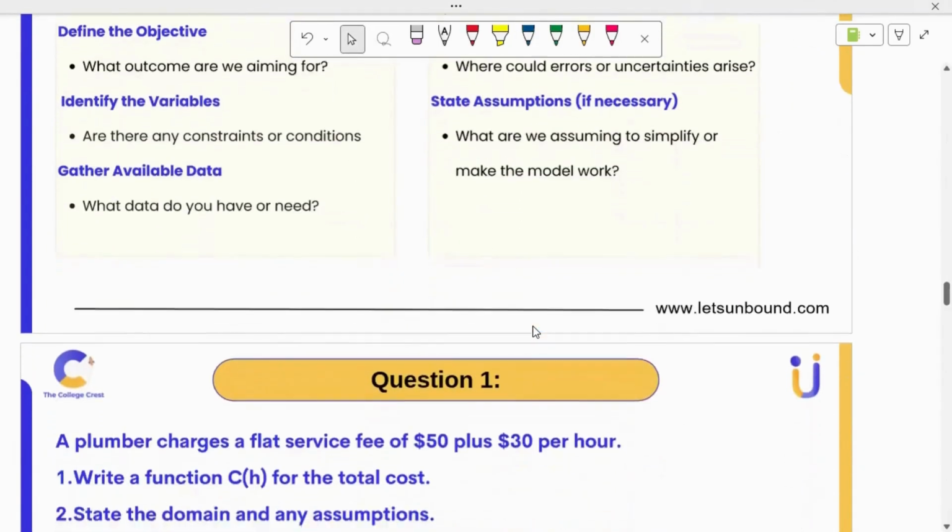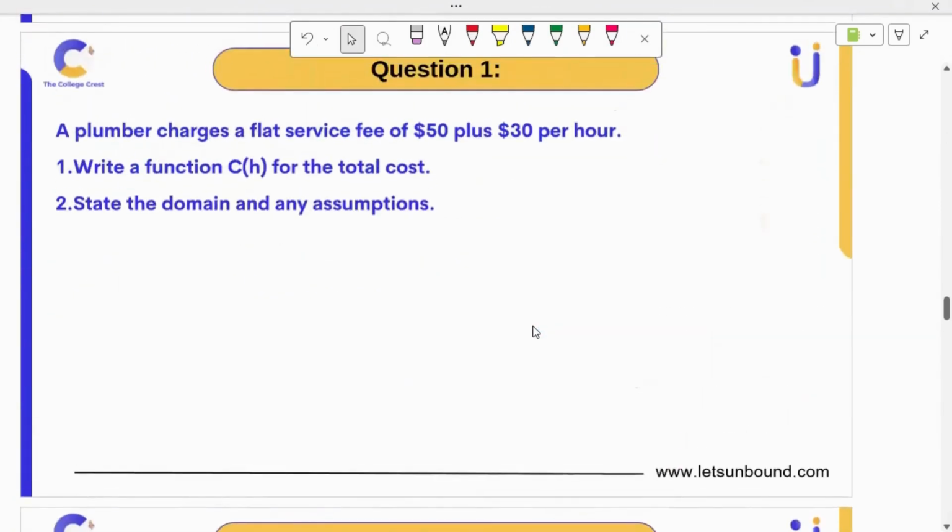Correct. Now we are moving into question 1. A plumber charges a flat service fee of $50 plus $30 per hour. Write a function C of h for the total cost. State the domain and any assumption. Don't write f of x equals; go with the function name in a proper way. So the first one is C of h. How are they calculating the cost? $50 plus, for every hour, $30. So 30 times h. C of h means you should use h as the independent variable. That's it, the function model is ready.